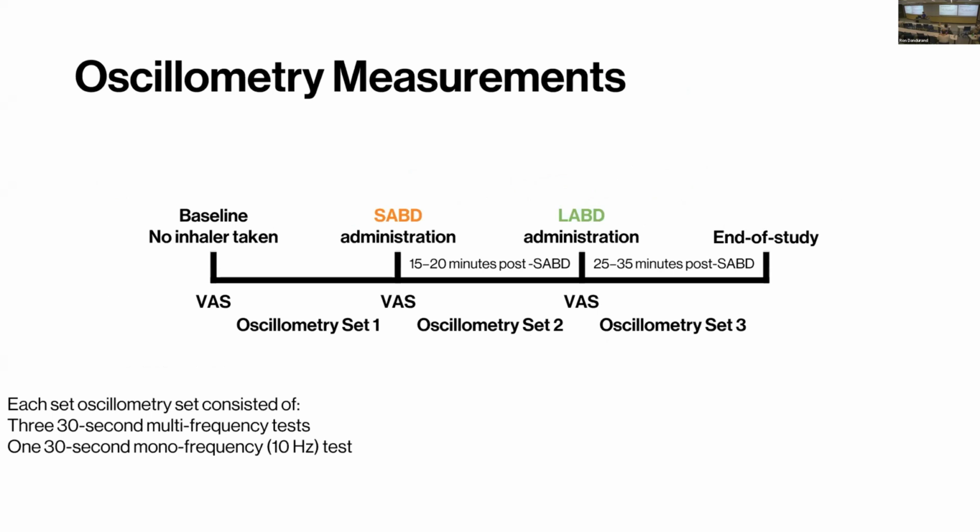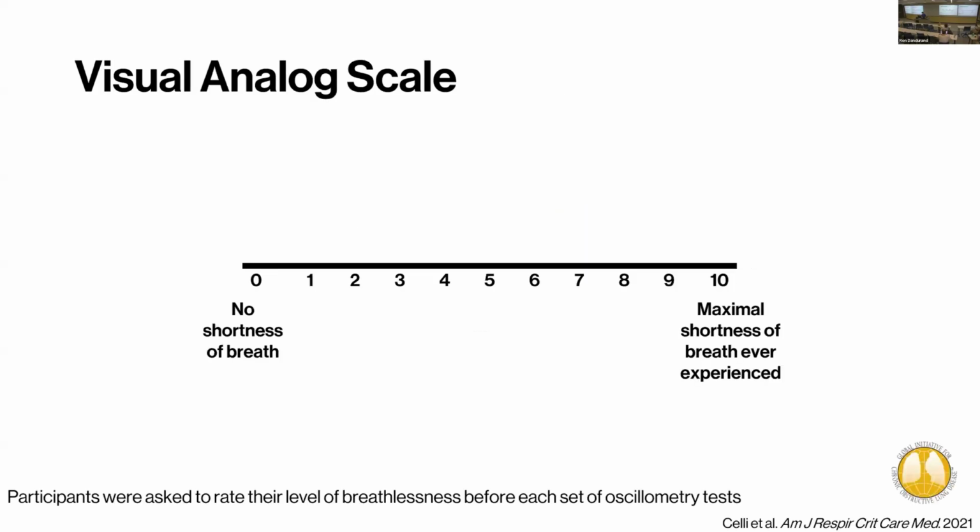The actual study visit looks like this. We come at 7 a.m. At baseline, when they haven't taken any inhaler, we ask them their current dyspnea, and then we perform a set of oscillometry, which includes about 6 tests. No, I wrote 4 here. It was 6. Then they're asked to take their short-acting bronchodilator. We wait for the effect to maximize, and then we repeat the visual analog scale for dyspnea. We repeat oscillometry test, and then finally they take their long-acting bronchodilator, repeat the same things. It's over, they get $20.